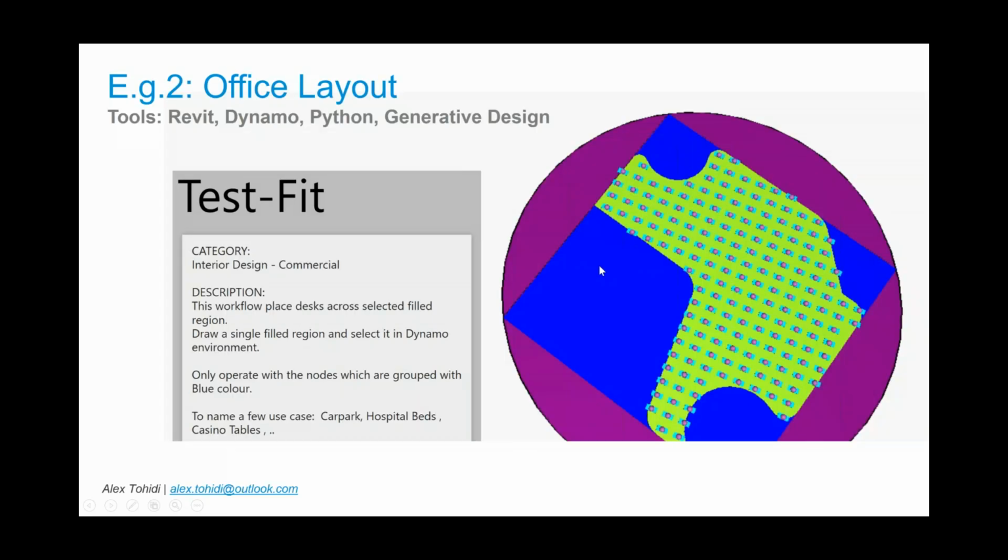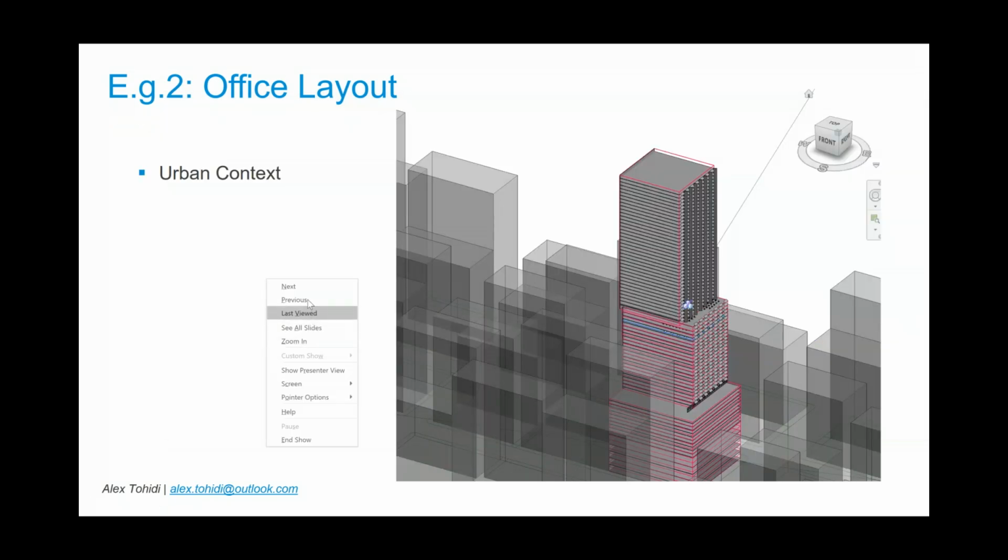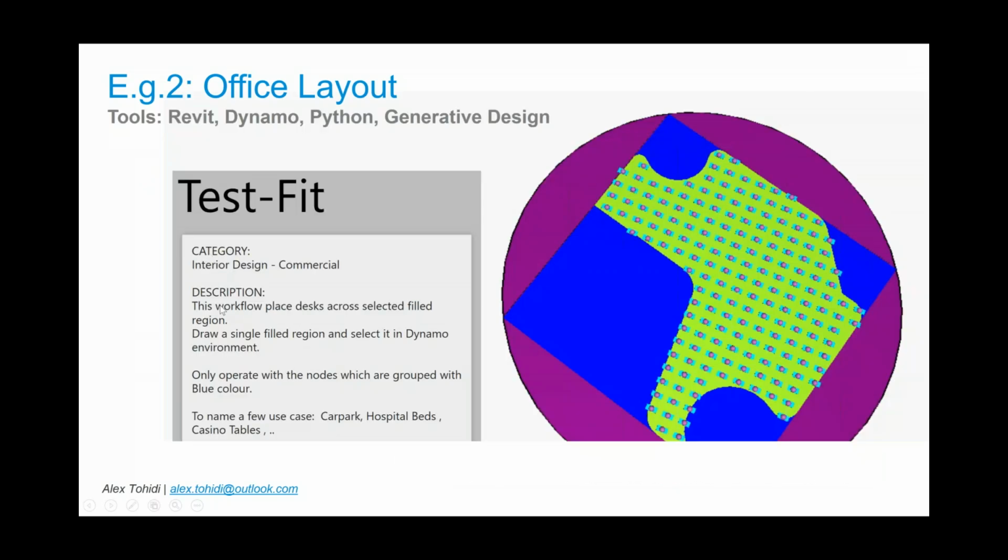This is a test with an algorithm. The underlying algorithm for this is a little bit different from the other graph that Sam was showing, but essentially it's the same thing. Tools used in this are Revit, Dynamo, Python, and Generative Design. If I go one slide back, the users are interior designers.